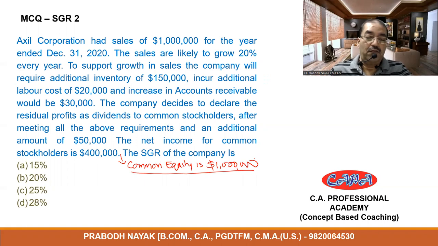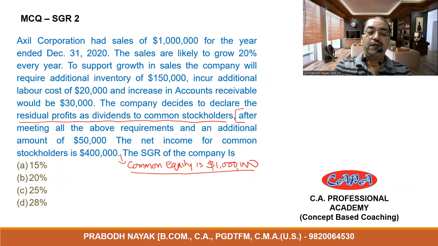SGR of the company is now... Dividend payout ratio is not given. Amount of dividend is not given. What they have said about dividend: the company decides to declare the residual profits as dividends to common stockholders. Residual profits, balance profits are paid as dividends. So here the dividend is a balancing figure.